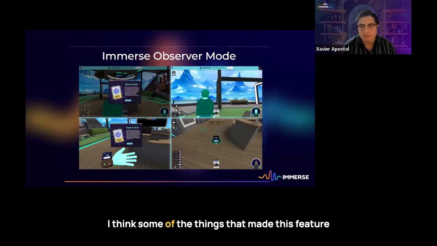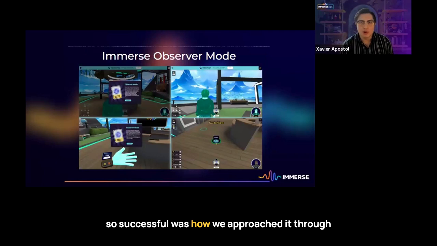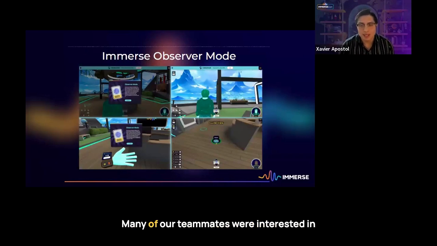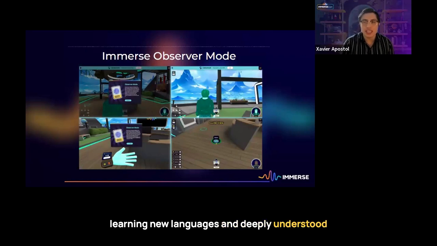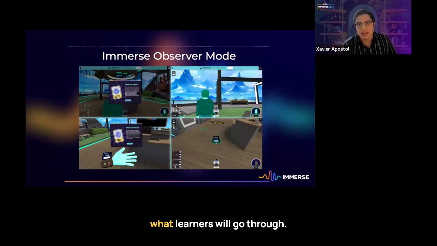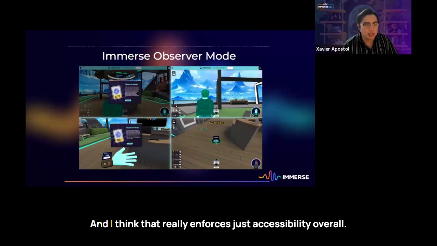I think some of the things that made this feature so successful was how we approached it through the accessibility lens, which became evident in our testing, both with our guides and within our own team. Many of our teammates were interested in learning new languages and deeply understood the challenges that new learners face, which I think that level of empathy is so important. And it's important to envision what learners will go through. And I think that really reinforces accessibility overall.